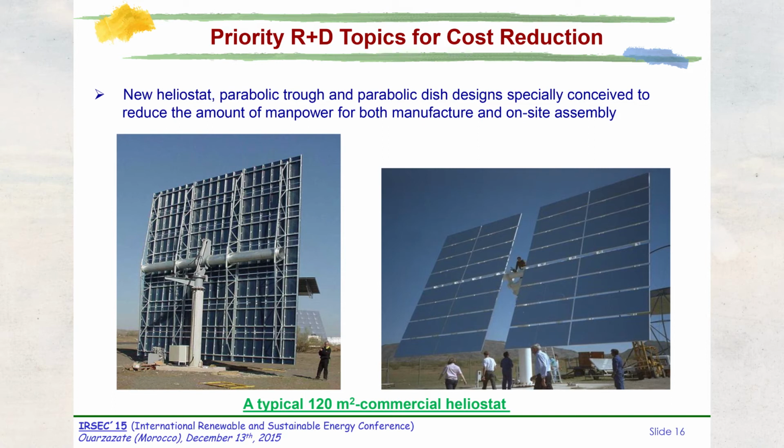Something similar happens with the heliostat. Here you have a typical heliostat. This is a heliostat with 120 square meters of reflecting surface. You can see the structure. It's composed of many mirror facets or mirror elements. All these mirror elements must be assembled with a very, very high accuracy in order to be sure that the reflected sunlight is going into the receiver and is not lost.